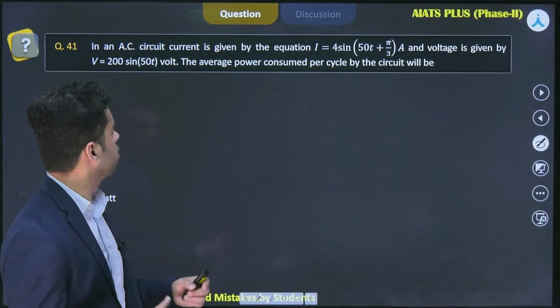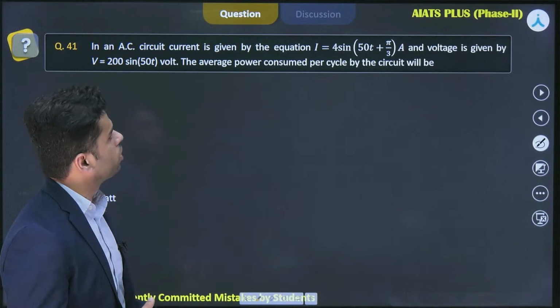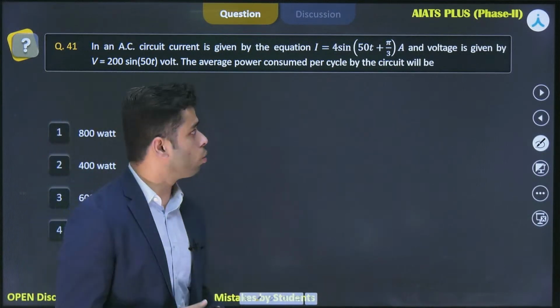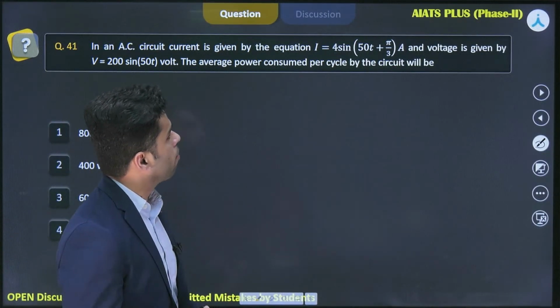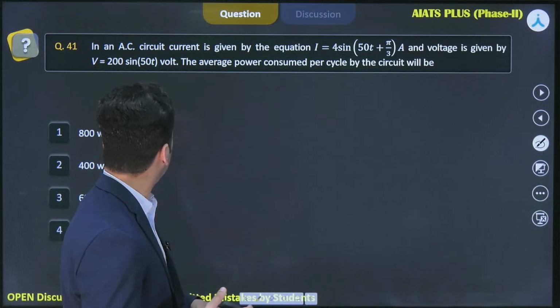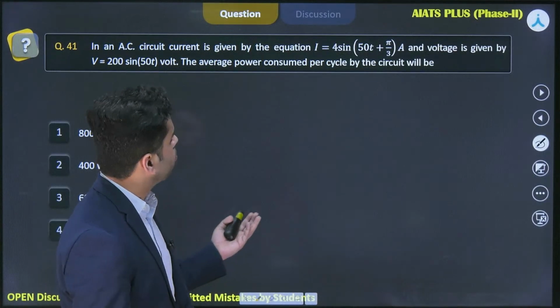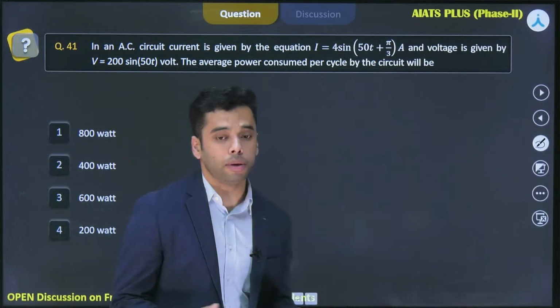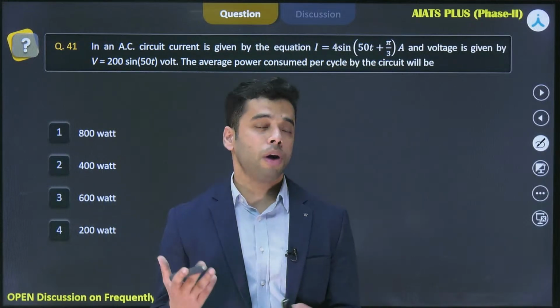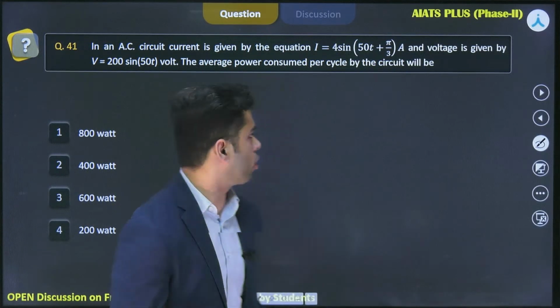It says that in an AC circuit, current is given by the equation I equal to 4 sine (50t plus pi by 3) ampere, and voltage is given by 200 sine 50t volt. Average power consumed per cycle by the circuit will be. So you need to find the average power consumed for the cycle.